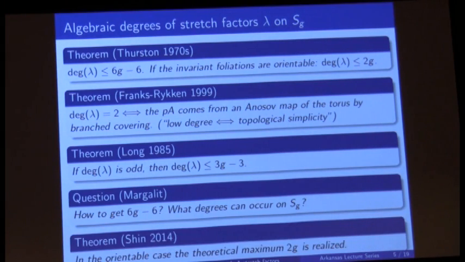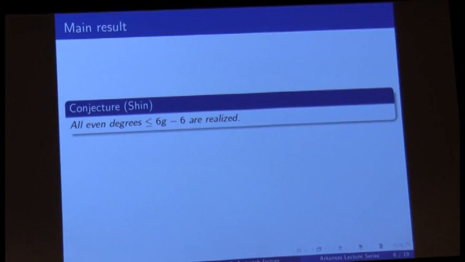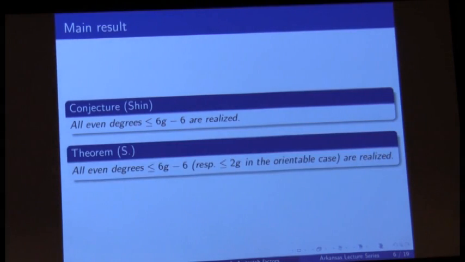And his student, Hyunshik Shin, showed that the theoretical minimum 2g is realized in the orientable case. And he also did lots of computer experiments, and he conjectured that all even degrees from 2 to 6g minus 6 can be realized. And in the rest of the talk, I try to give a flavor of the proof of this fact, and that every even degree in the orientable case less than 2g is also realized by some examples.